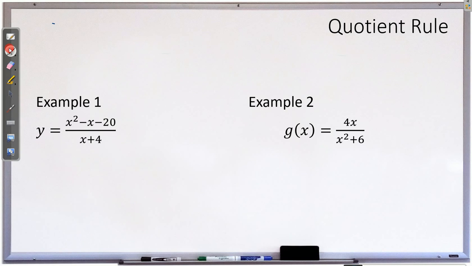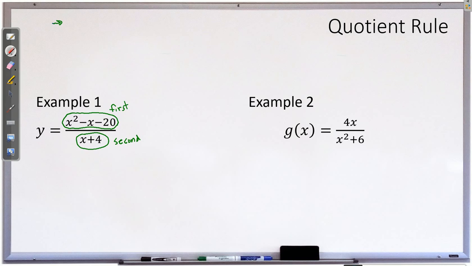So first off, if you're going to do the quotient rule, here's what you take a look at. You have two functions that are dividing each other, so one on top, one on bottom. And again, to use the same vocabulary, I call this one the first and this one the second.